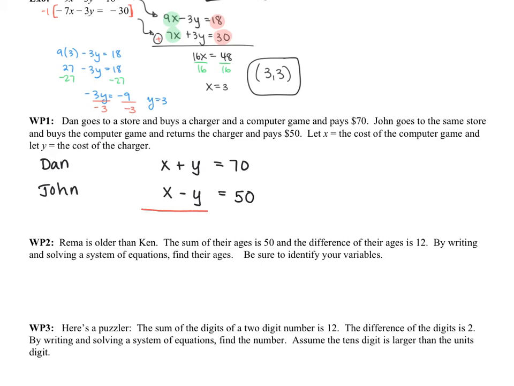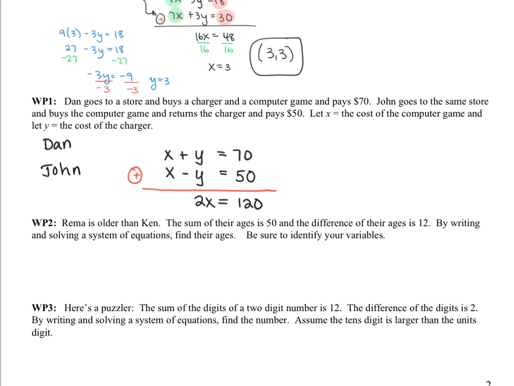And so now if I draw my line and my circle, I could eliminate y because I have a positive 1y and a negative 1y by adding these two together. So if I add, I know that my y is going to eliminate. x plus x is 2x, and 70 plus 50 is 120. I would then divide both sides by 2, which means that x would equal 60.